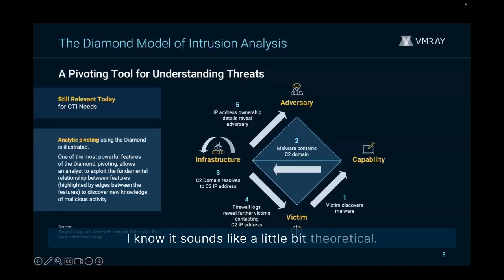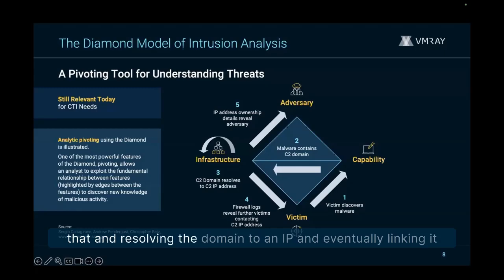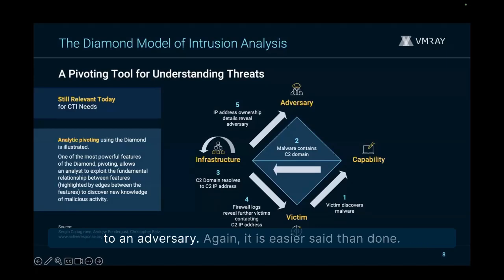I know it sounds a little bit theoretical. So the power here lies in pivoting, also called analytic pivoting in this specific paper. We are starting from something like, in this case, for example, a victim's malware discovery. So there is a malware detection, for example, in your endpoint protection tool, and tracing that to a malware C2 domain, and we are going to touch on how we can do that, resolving the domain to an IP, and eventually linking it to an adversary.